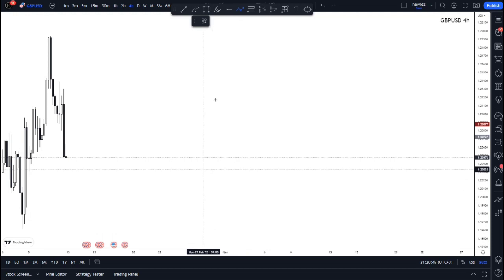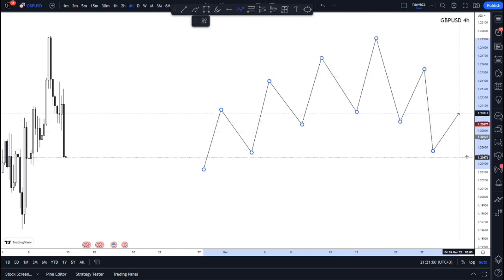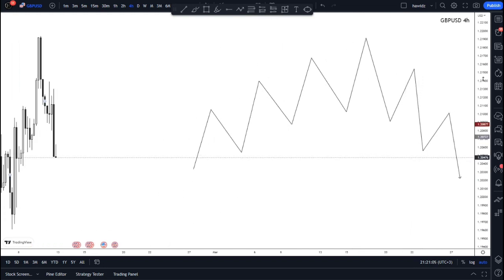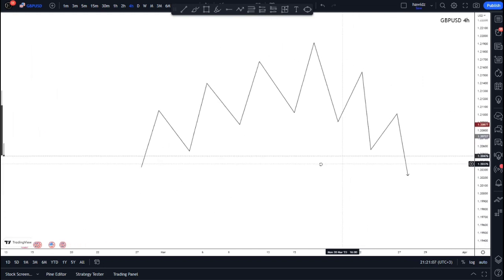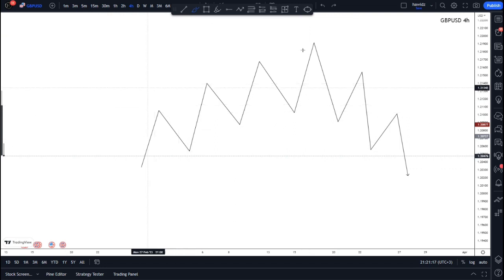So assuming that we have a trend, starting with a bullish trend, and then let's go to a bearish trend and see how this works. So let me move this a little bit. Yeah, boom. So from here you can see that we have firstly a bullish trend, and then second we have a bearish trend.